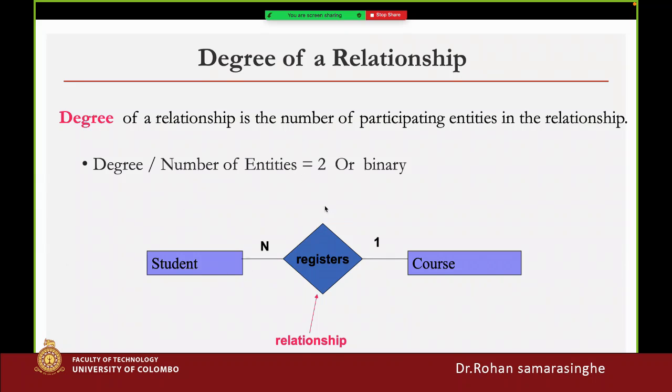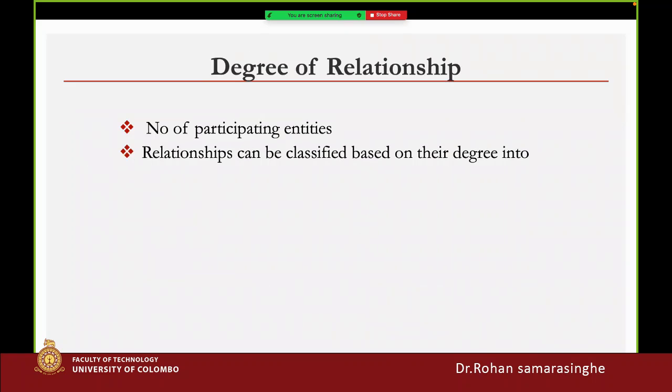That is called a binary relation, because only two entities participate in this relationship. For example, the student registers for a course. Those are also two entities, student and course, so the number of entities for this relationship is 2. Normally we call this a binary relation. The degree of a relation is the number of participating entities.